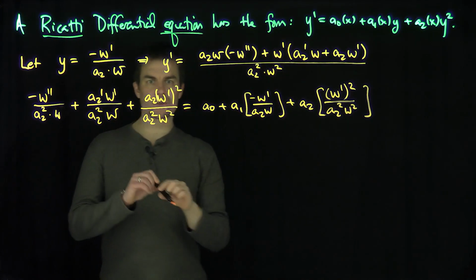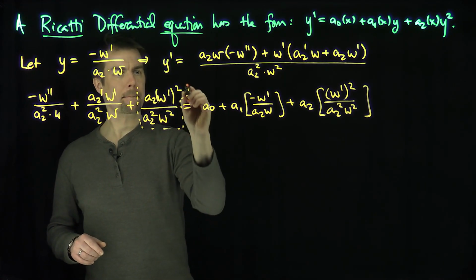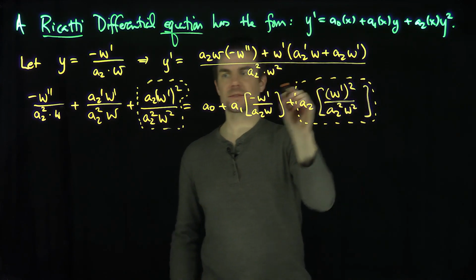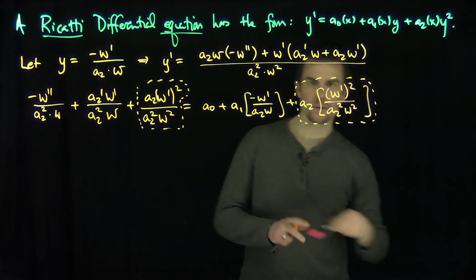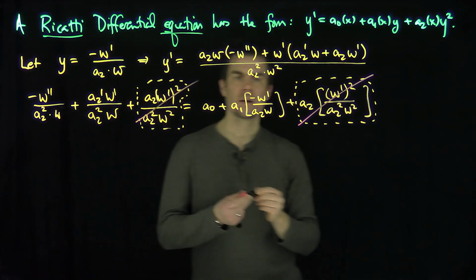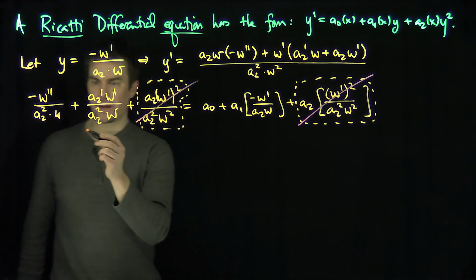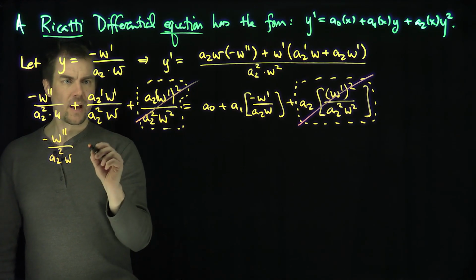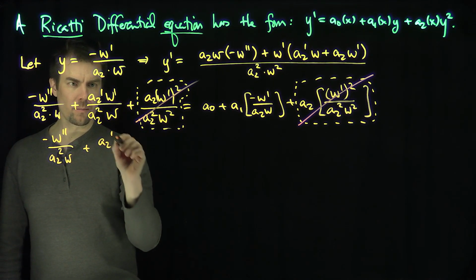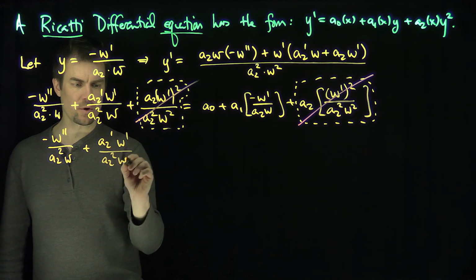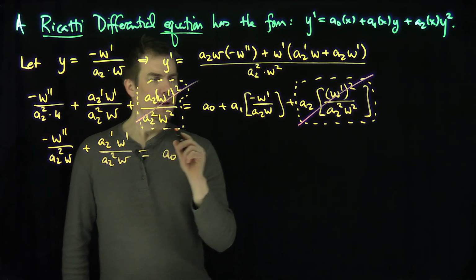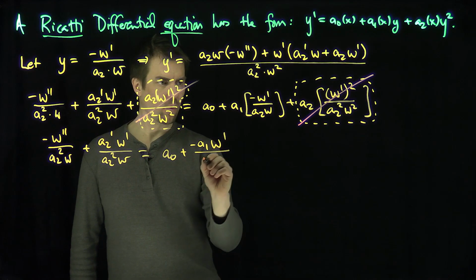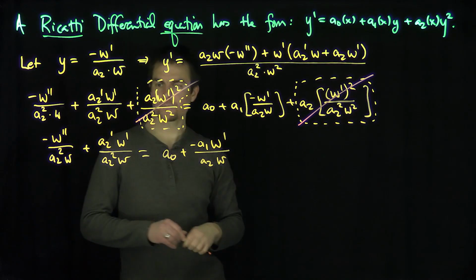All right. So now let's look over here. Look at this term right there, and then this term over here. Those terms are exactly the same, so those terms are going to cancel out. So this term over here is going to cancel with this term over here. And then we're going to be left with one equation. Let's simplify it a little bit: negative w double prime over a2 squared w, plus a2 prime w prime over a2 squared w, is equal to a0 plus a1 with a negative sign w prime over a2 w.